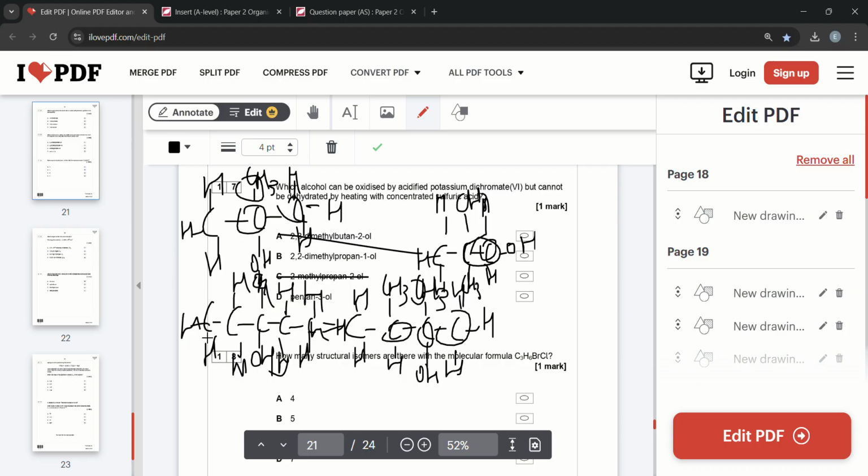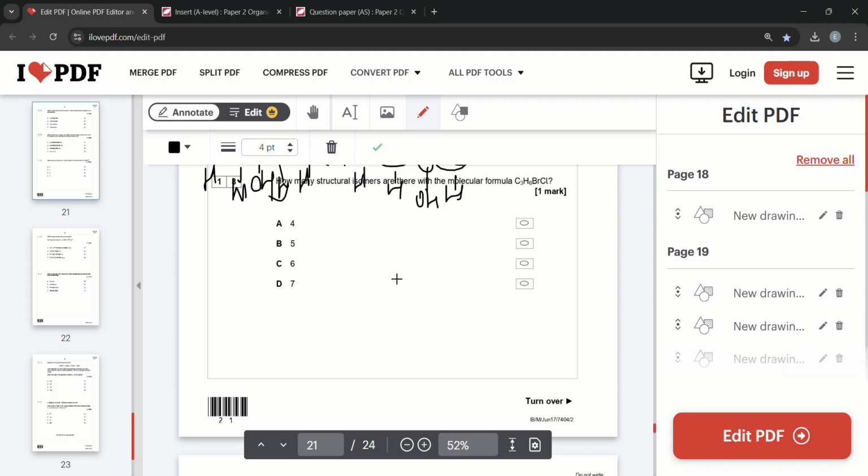Sorry for the hydrogens being drawn very badly. And you can see again, that is pentanethol. That's a secondary alcohol. So that will not fulfill both conditions. Therefore, the answer is B.